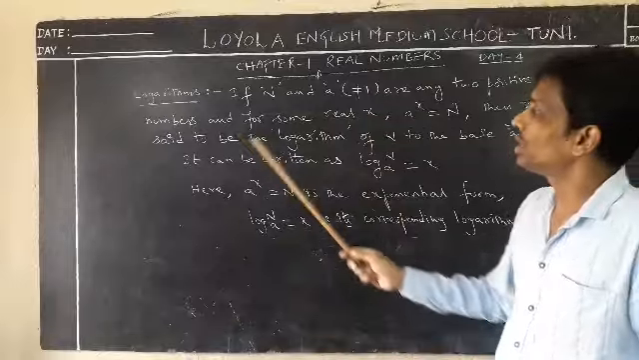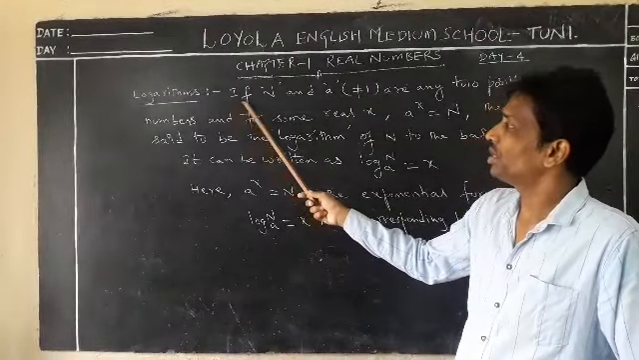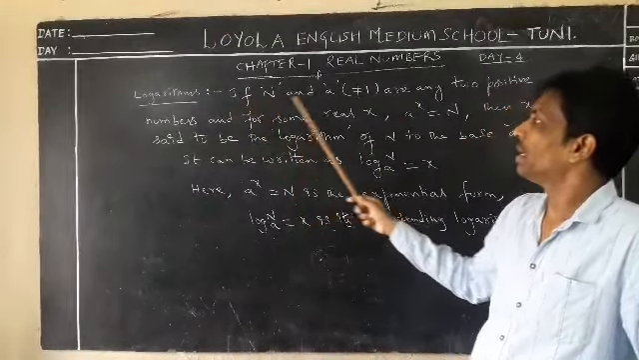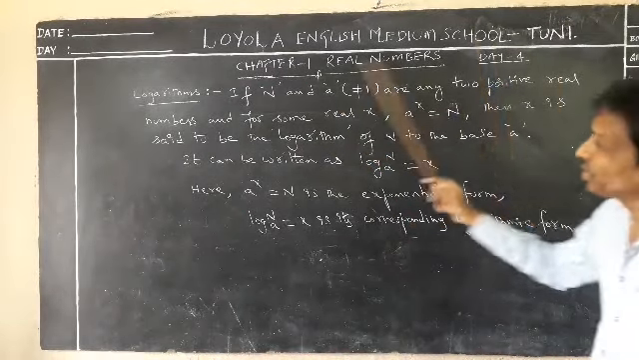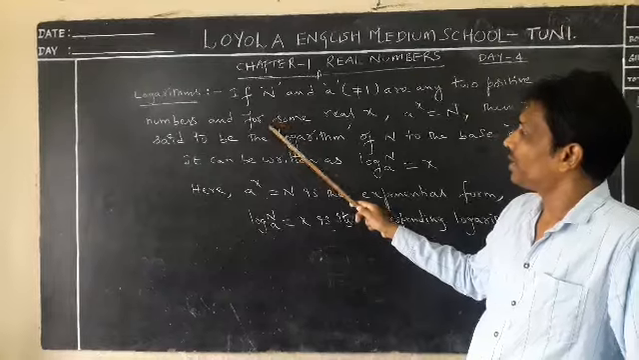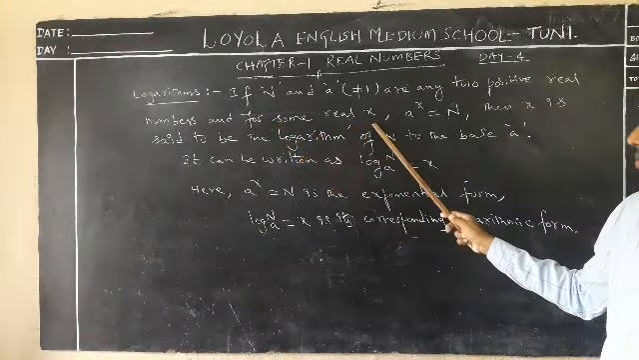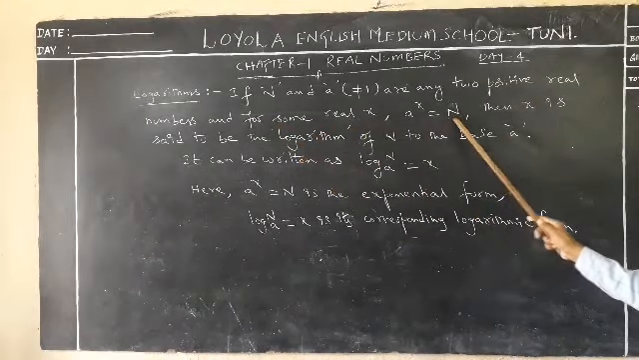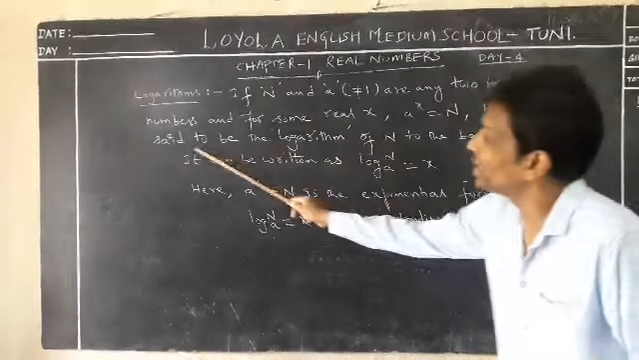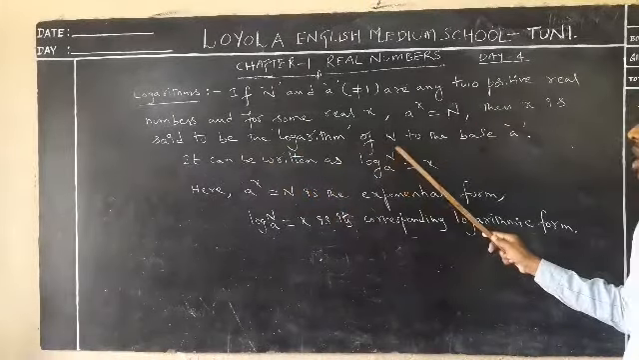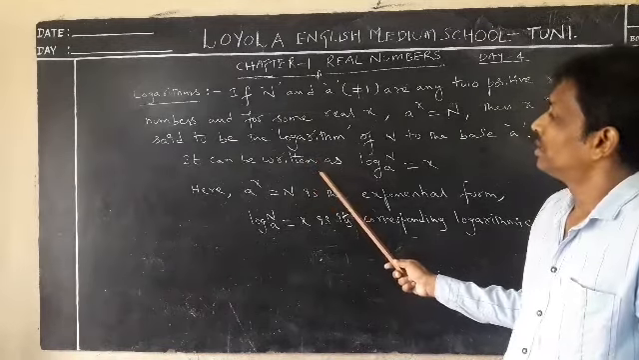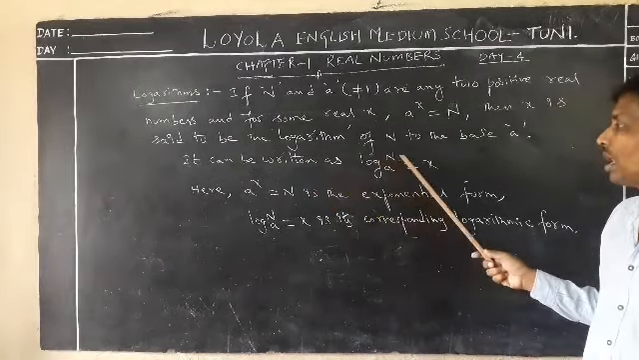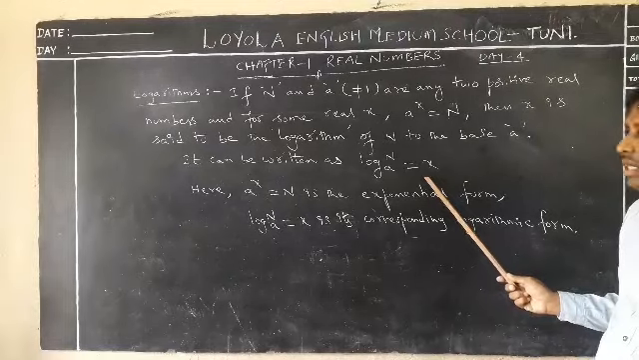Once again, go through the definition of logarithms. If n and a are any two positive real numbers and for some real x, a power x is equal to n, then x is said to be the logarithm of n to the base a. Its symbolic form is log n to the base a equals x.